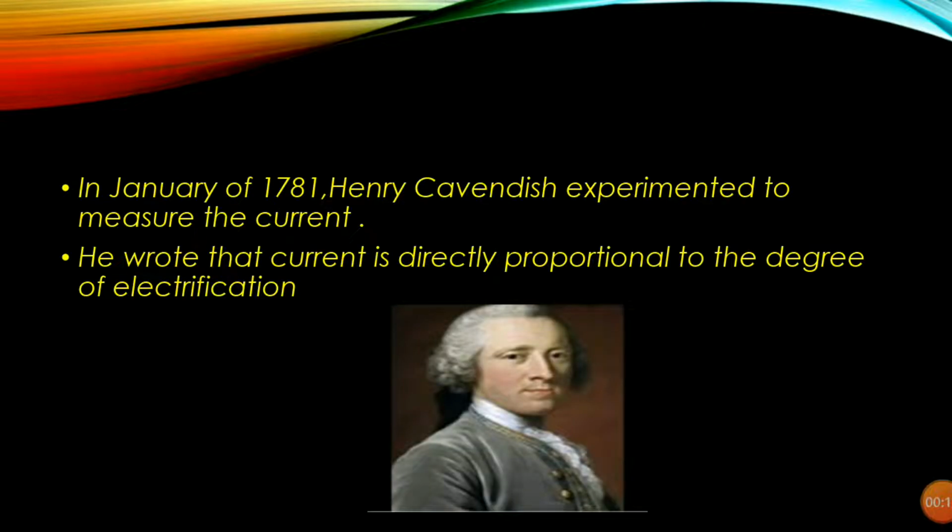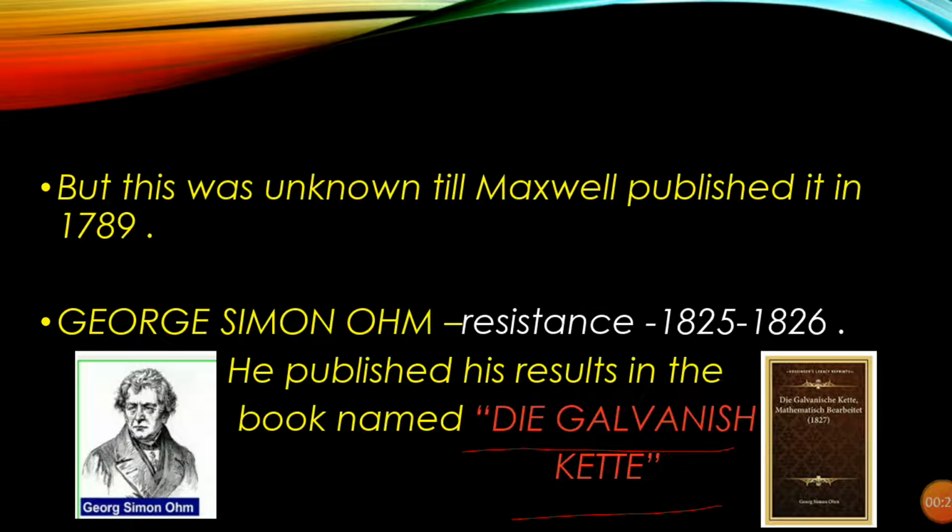In January of 1781, Henry Cavendish experimented to measure the current. He wrote that current is directly proportional to the degree of electrification. But this was unknown till Maxwell published it in 1789. But for their bad luck, the credits do not go to them.